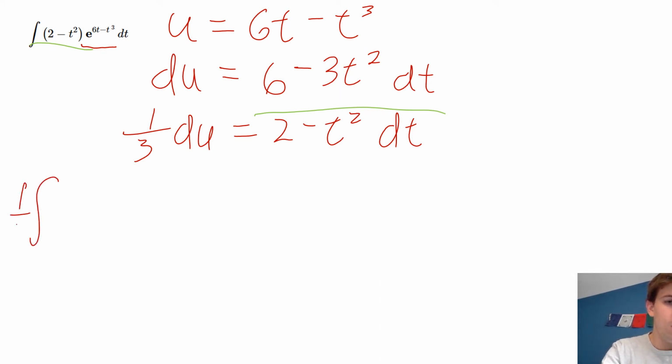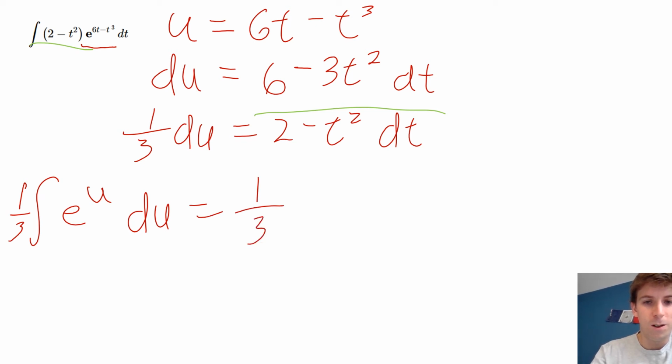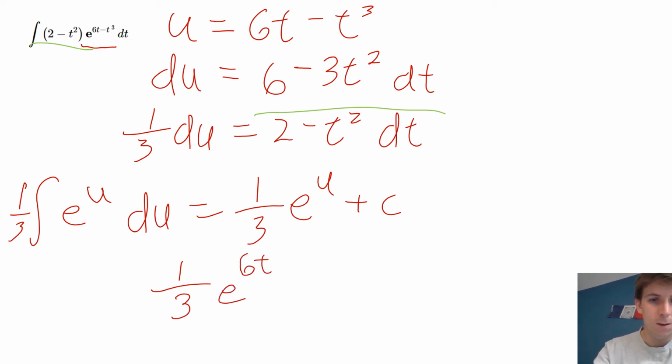So I'll have the 1/3 e to the u du. We know that e to the u is the easiest integral in the history of the world. It's just going to be 1/3 e to the u plus c. And then we just got to substitute back in for u. So we'll have 1/3 e to the 6t minus t cubed plus c.